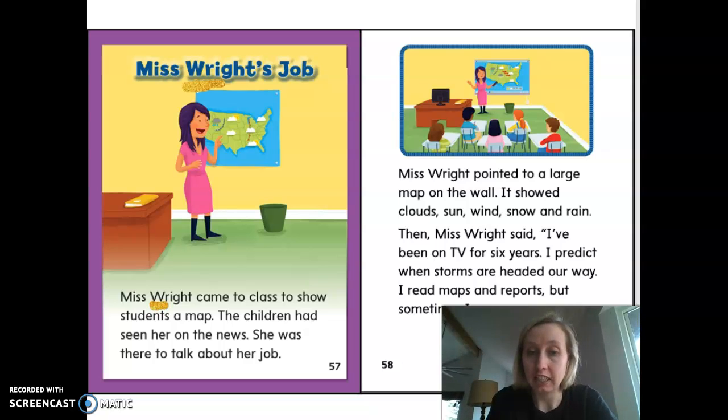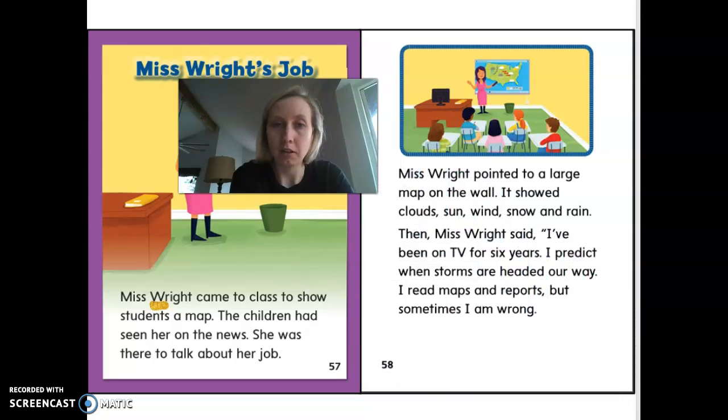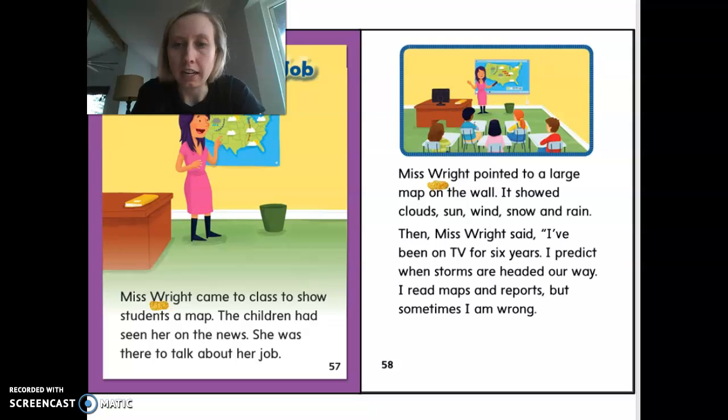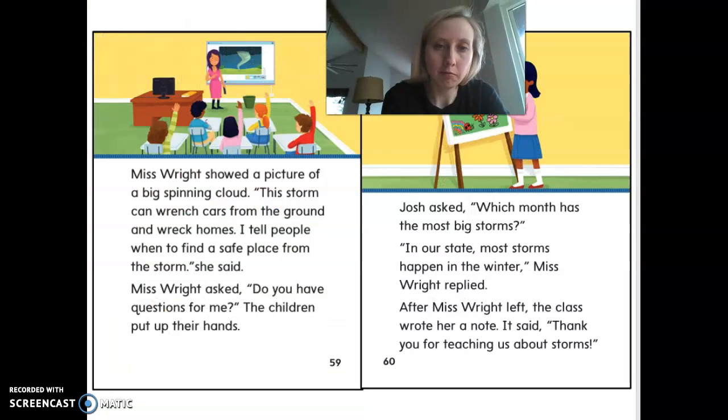The children had seen her on the news. She was there to talk about her job. Miss Wright pointed to a large map on the wall. It showed clouds, sun, wind, snow, and rain. Then Miss Wright said, "I've been on TV for 6 years. I predict when storms are headed our way. I read maps and reports, but sometimes I am wrong."